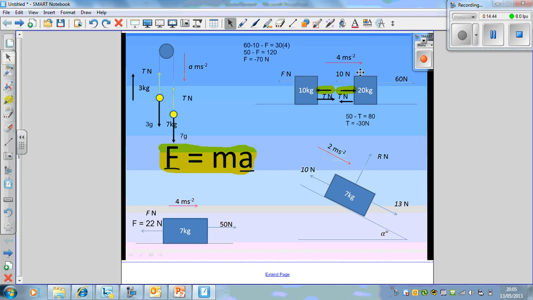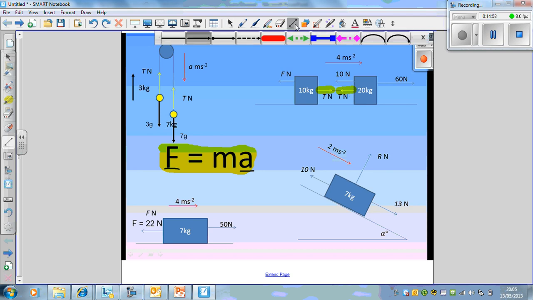So, that's a problem involving truck and trailers. I'll delete all of that there. The numbers are a bit weird there, I do apologise. But the method is sound. Now, this is a fiddly one.